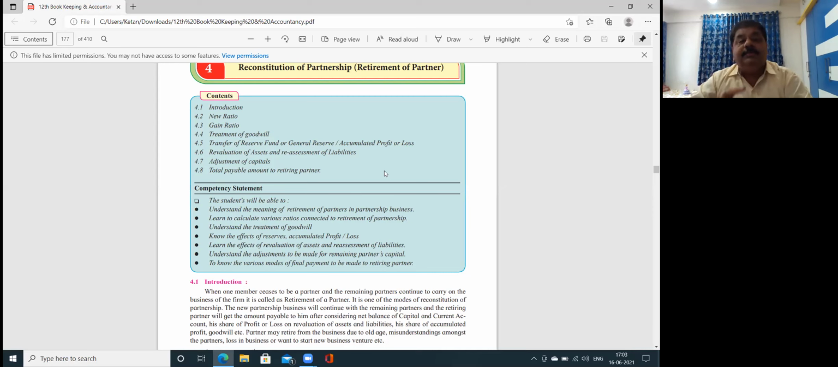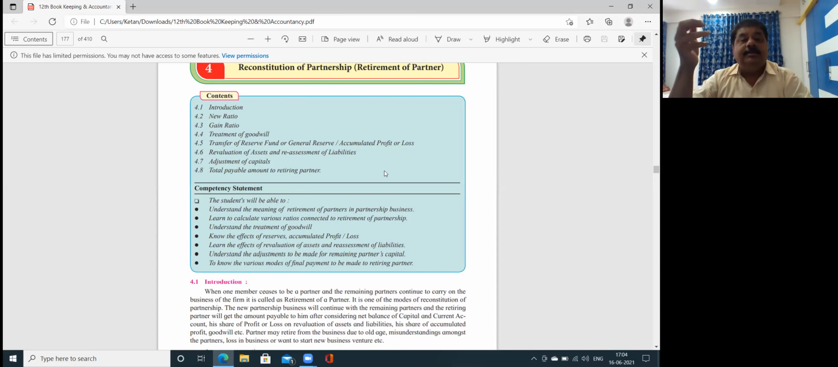Then he is taking away his capital balance, then his share in general reserve, reserve fund or profit and loss account. Also, he is supposed to bear the loss, if any. Then he is also getting the revaluation profit, or the revaluation loss is debited to his account. Then drawings, if any, are debited to his account.